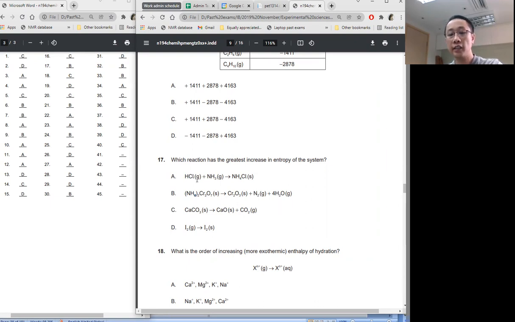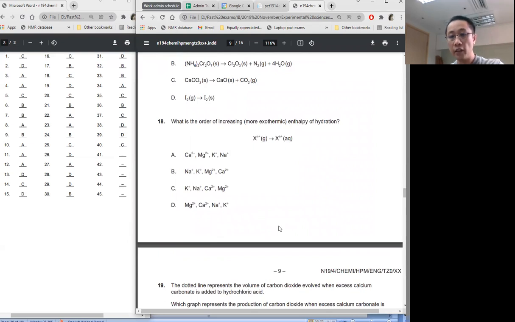Choice A, you're actually reacting gas molecules to form a solid. There'll be a loss of disorder. So definitely not A. B and C both form gas molecules, but clearly B forms many more moles of gas molecules. You're making 5 moles of gas molecules as opposed to just 1 for choice C. Therefore, B should experience the greatest increase in entropy.